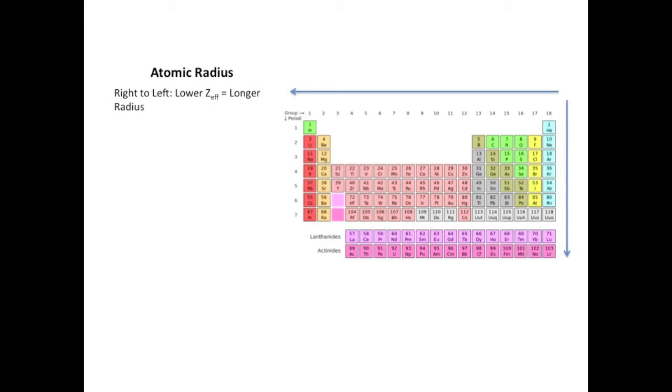So atomic radius follows the opposite trend as the others. It increases from right to left and from top to bottom. Given that the alkali metals have the lowest Zeff, that is, the lowest net positive charge on its valence electrons, that corresponds to a lesser electromagnetic force on said electrons, which means that the valence shell will be farther away from the nucleus.